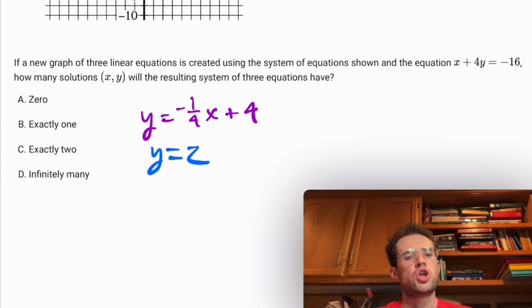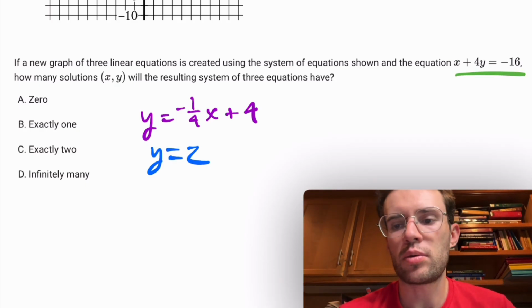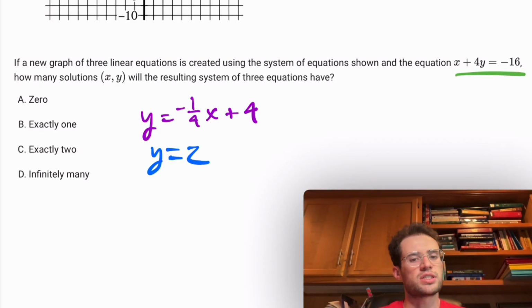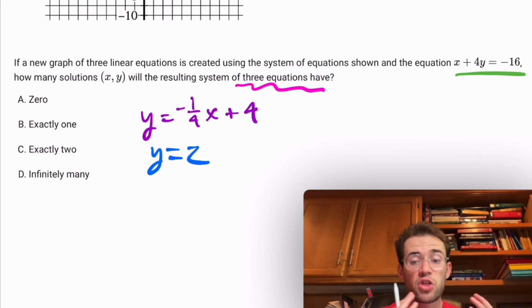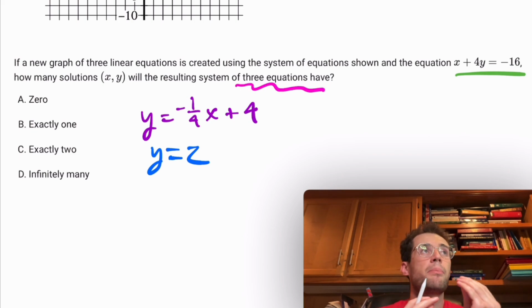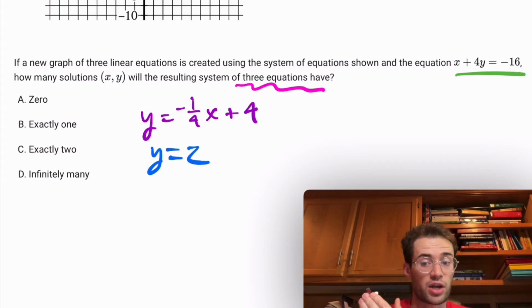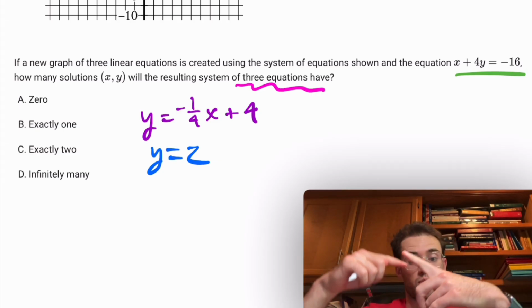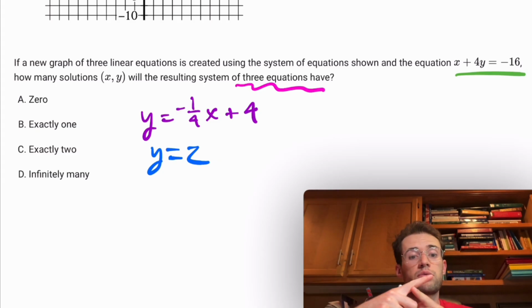It says, if a new graph of 3 linear equations is created using the system of equations shown and the equation x plus 4y equals negative 16, how many solutions x comma y will the resulting system of 3 equations have? So for a system of 3 equations to have a solution, it has to be a point that is on all 3 equations, right? It's not just meaning where do 2 of them intersect. All 3 of them would need to intersect.